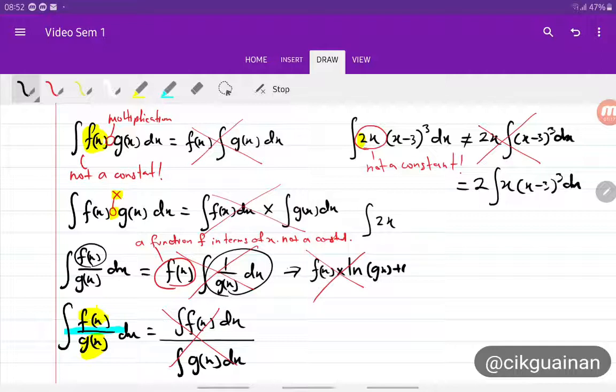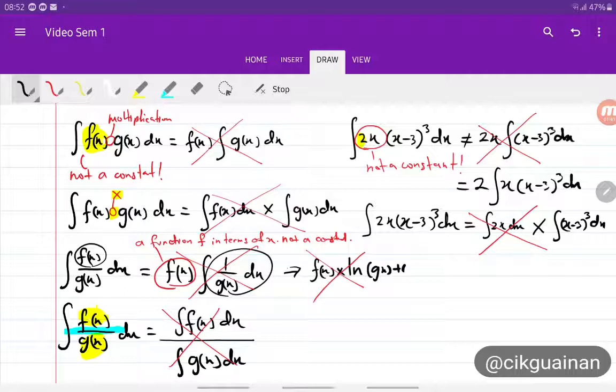Okay, next example, the second one. Integration of 2x times (x minus 3) cubed with respect to x. Use the same one. What you will do, the mistake, is integrate 2x with respect to x, and then integrate (x minus 3) cubed with respect to x, and then you multiply. So this is also wrong.